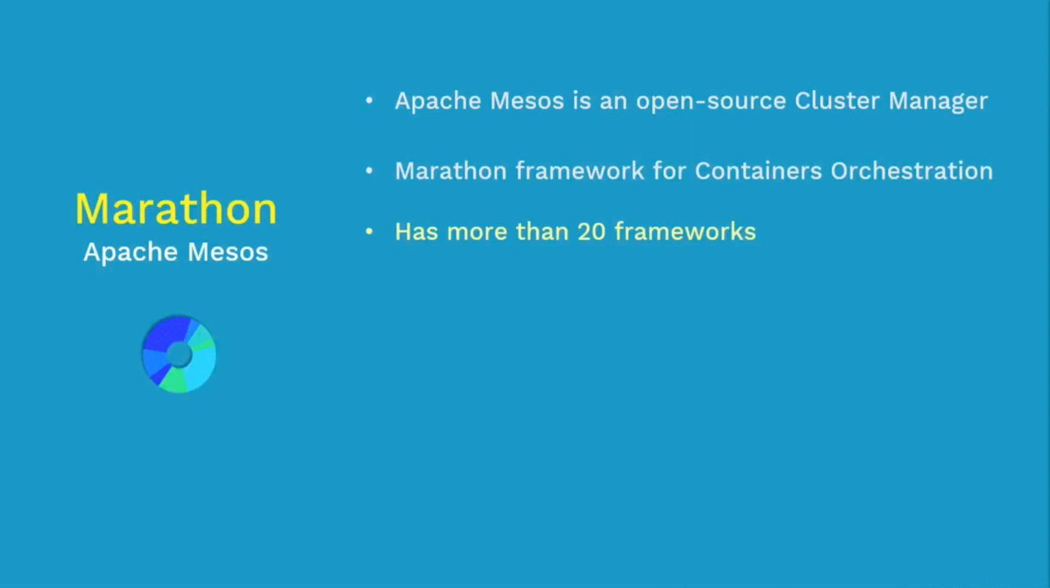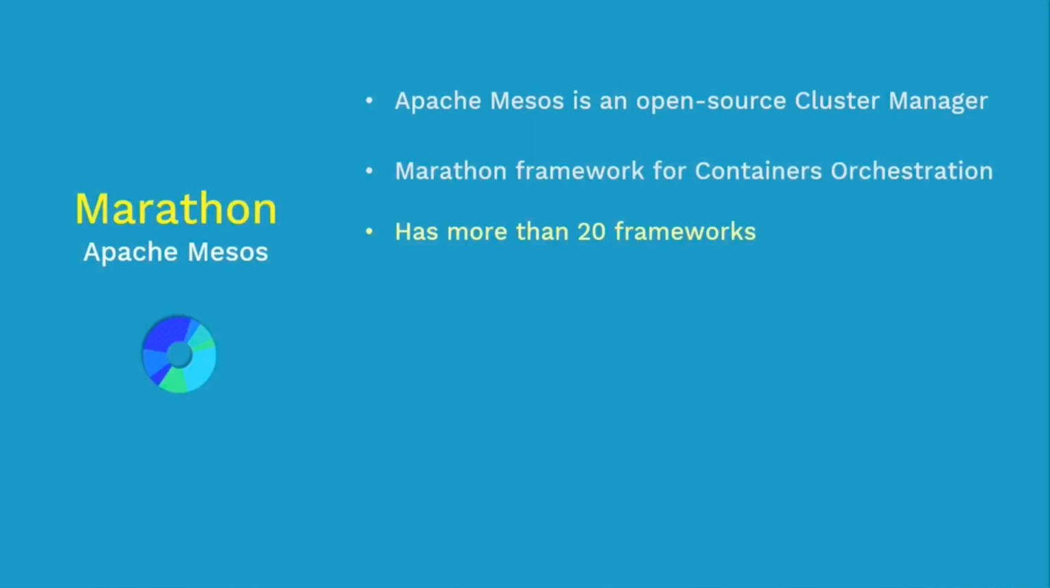And I need to clear something up here. There is a big confusion out there. People are comparing Apache Mesos with Kubernetes. It's like comparing oranges with lemons. Oranges kind of look like lemons, but not exactly the same. In the same way, Apache Mesos Marathon is just one of the 20 plus frameworks that Apache Mesos supports.